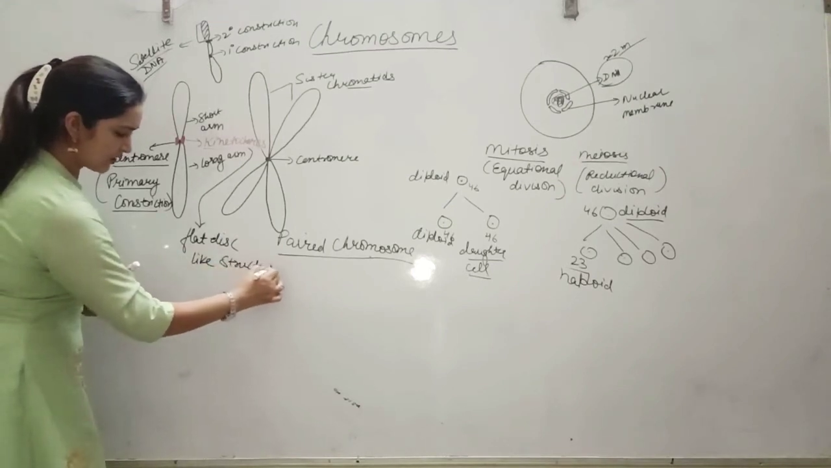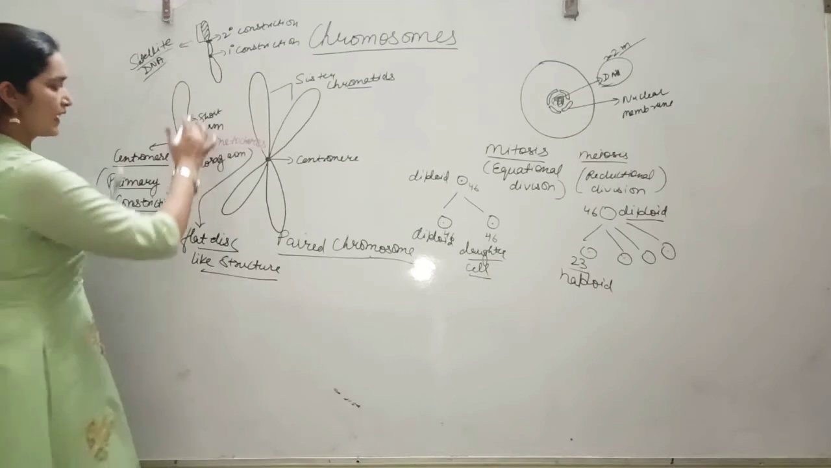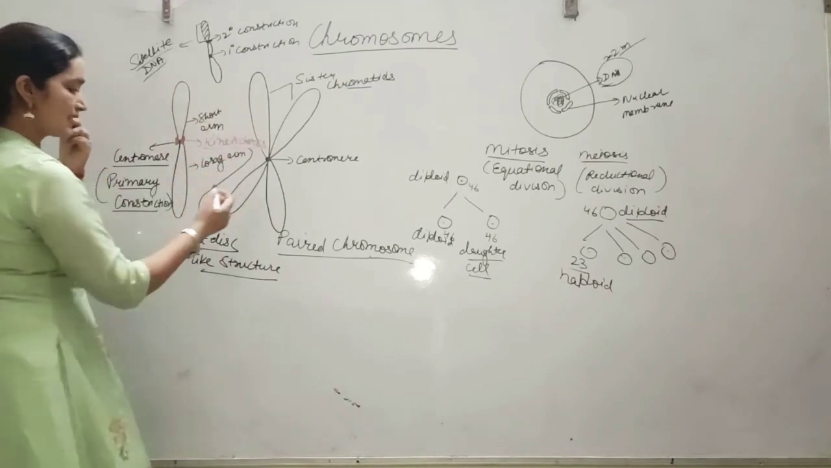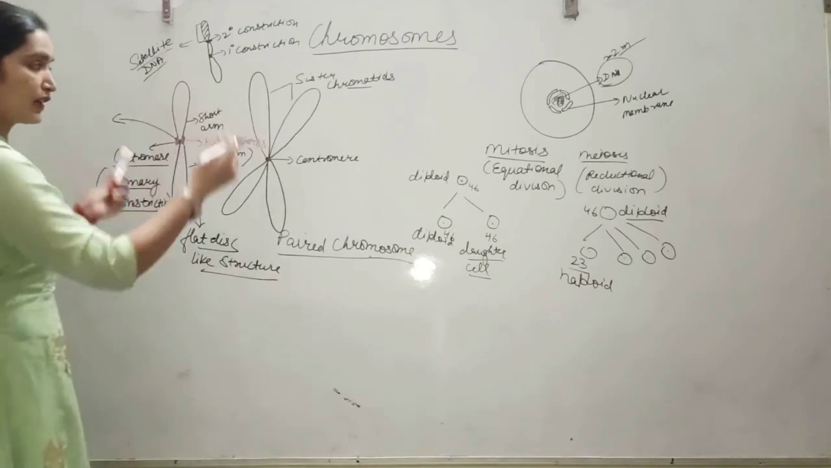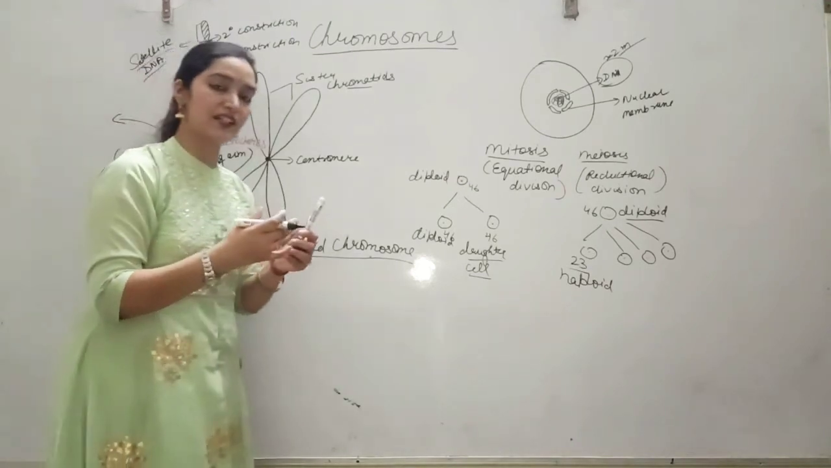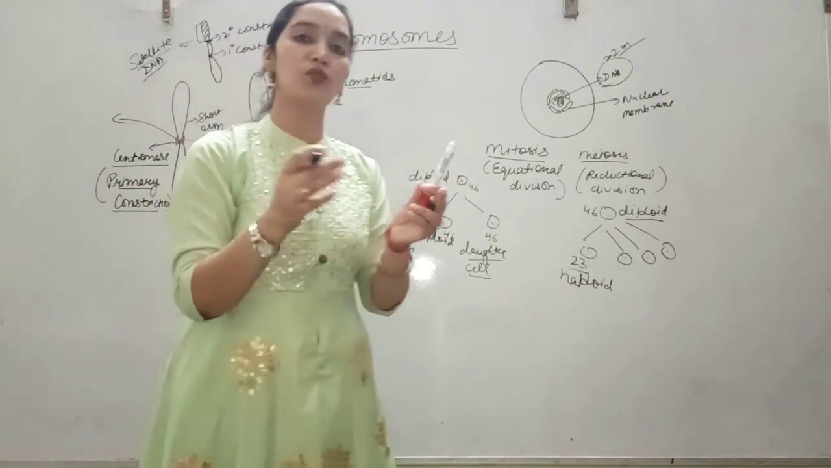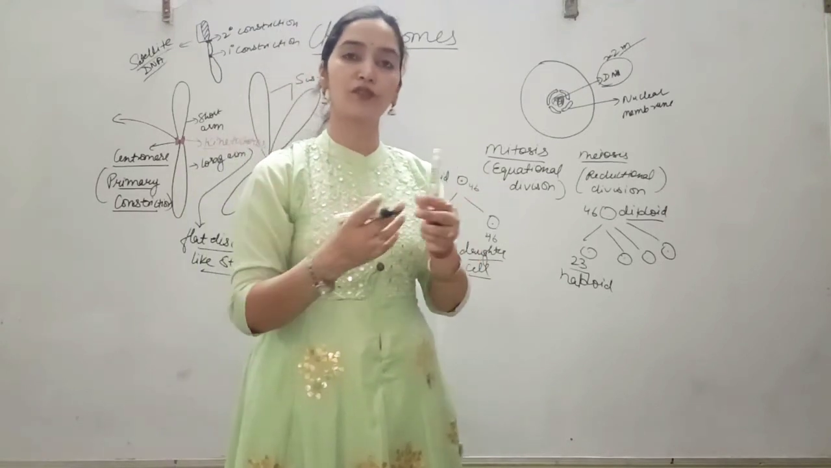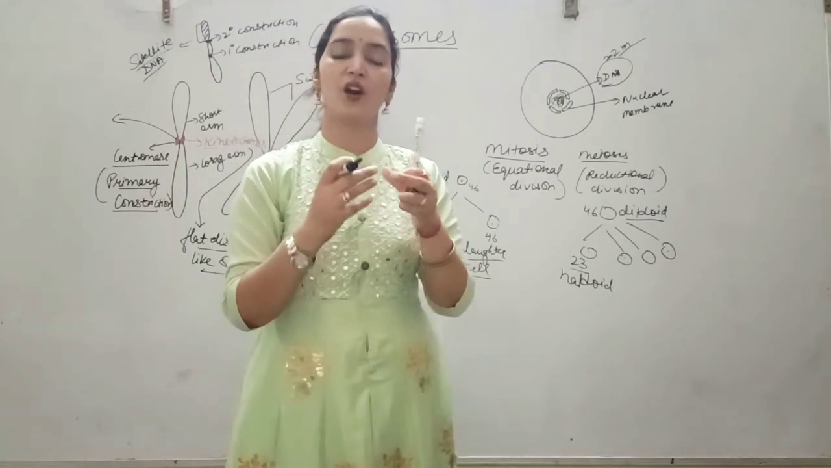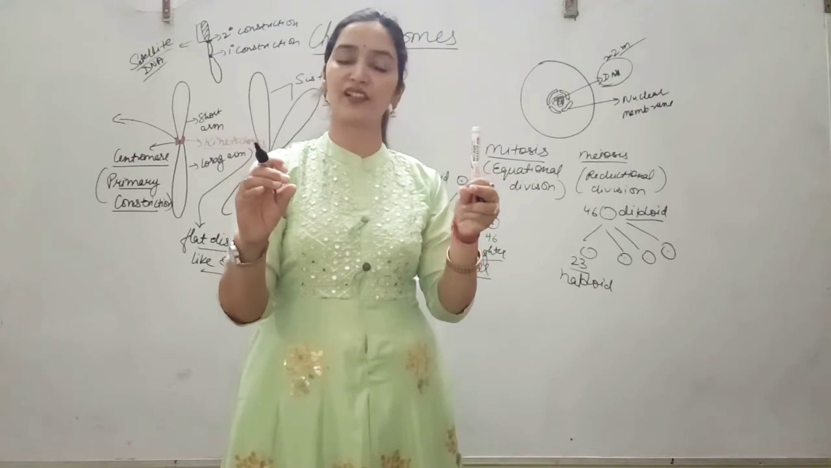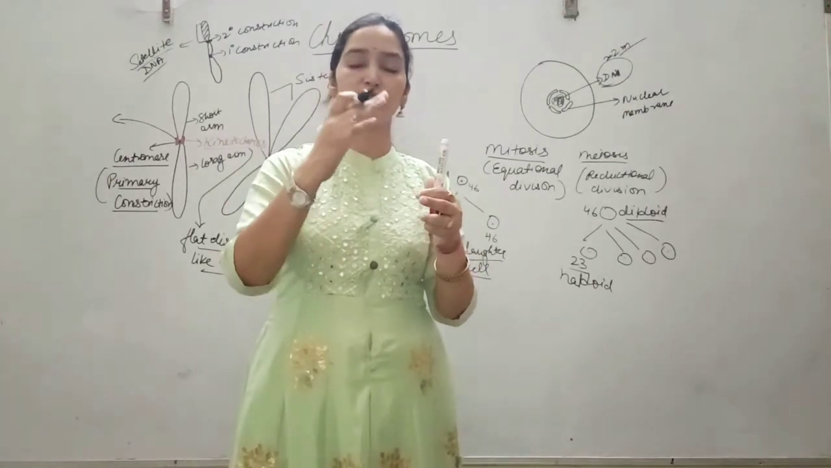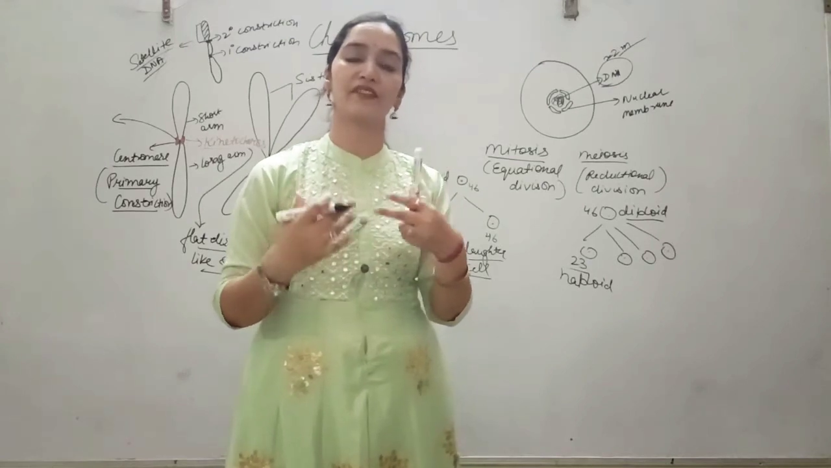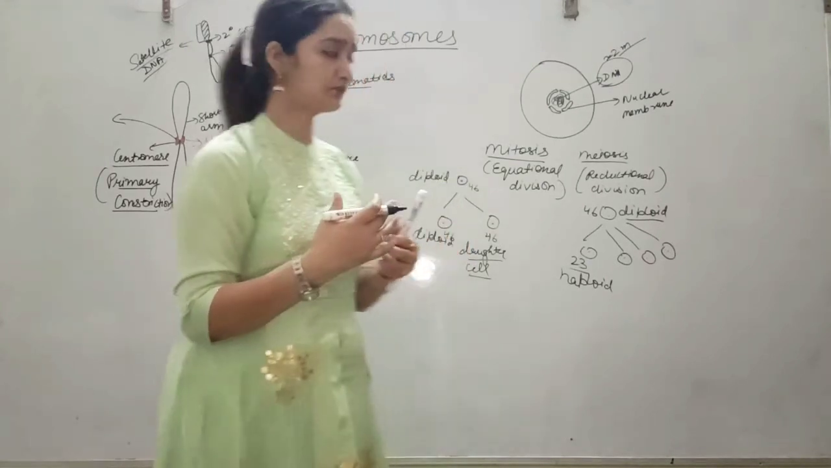Flat disc-like structures that act as binding sites for spindle fibers. At the time of cell division, these chromosomes have to move along the poles of the cell, or in the center of the cell, the equator of the cell. We will cover all that in different phases of cell division, like metaphase, anaphase, telophase.